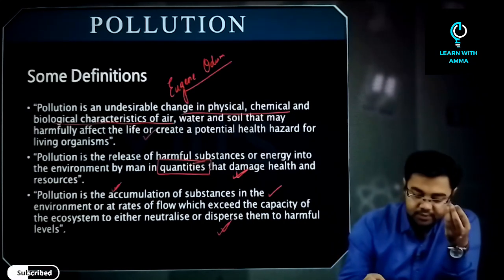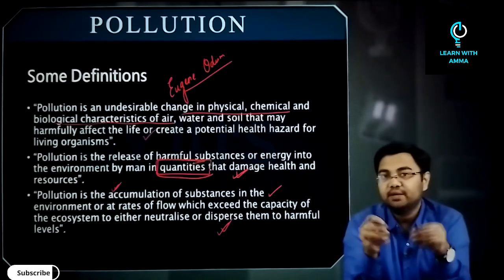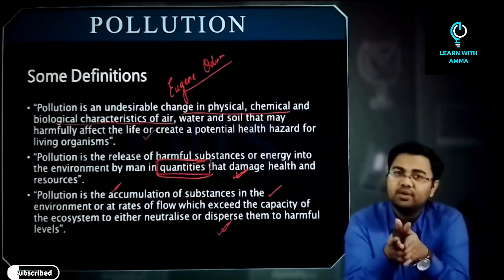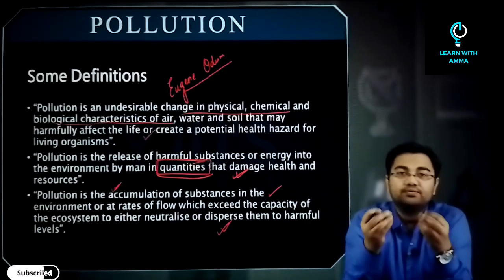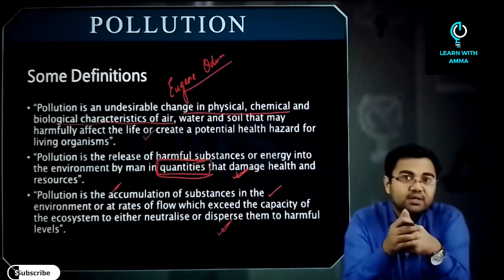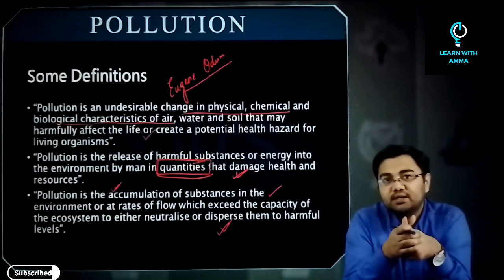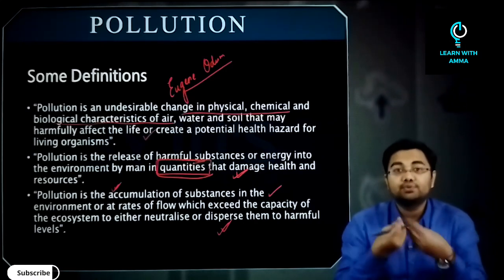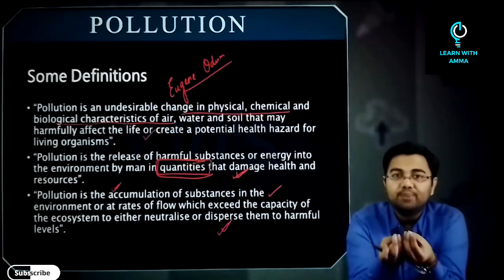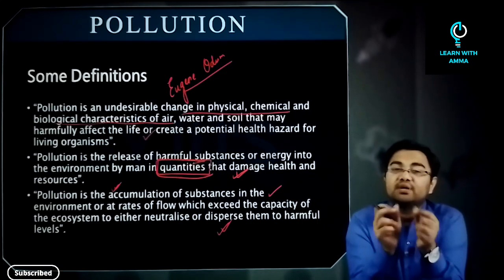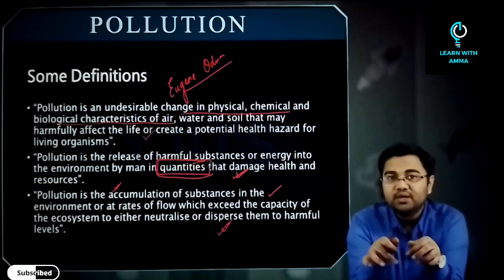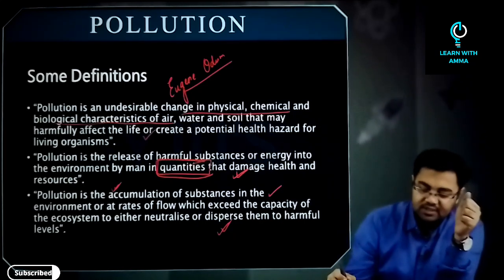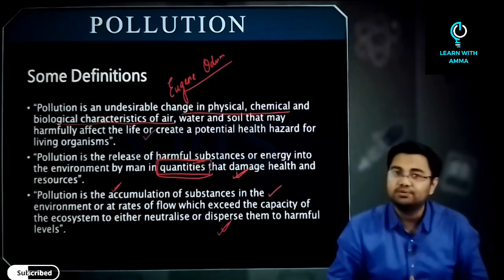So why we are talking about quantities? Because there are many kinds of substances which are not harmful if they are present in normal amounts or trace amounts. For example, if you talk about nitrogen compounds which are used in the agricultural fields. Until a point they are not harmful, but if there is an excessive use of this nitrogenous compound in the fertilizer, then it becomes a pollutant, then it starts to pollute the nearby water bodies. So it depends on the quantity as well. So these are the three ways in which we can define pollution.